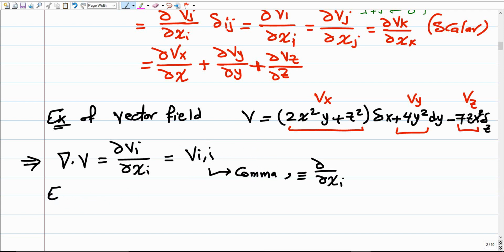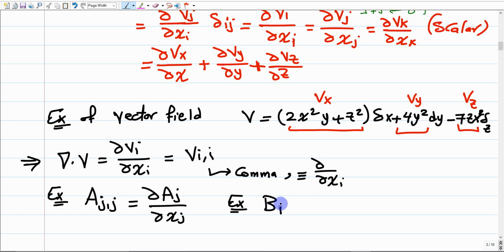So I can write this in another compact form. For example, if you find in any article that we have A, another vector, of j comma j, what does it mean? This means that this is the divergence of a vector. Why? Because I can write this as the partial derivative of aj with respect to xj. You got it? The same thing. How about another example: if I have b, another vector, like bi comma j?